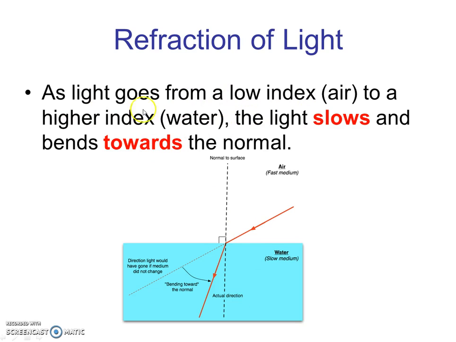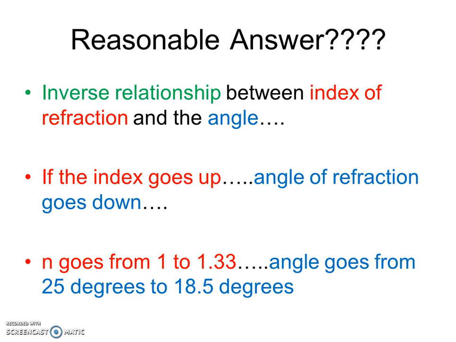So again, here's our situation. As light goes from a smaller index to a higher index, this is just like what we did in our problem. The light ray slows down and bends towards the normal. So that means that the angle of refraction is going to be less than the angle of incidence. So it's an inverse relationship between index of refraction and the angle. So if the index goes up, so if n2 is larger than n1, the angle of refraction goes down. So in our example, we go from n1 being 1 to 1.33, then the angle goes from 25 to 18.5, inverse relationship.